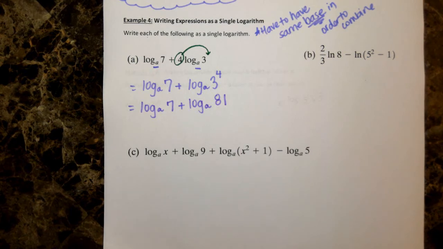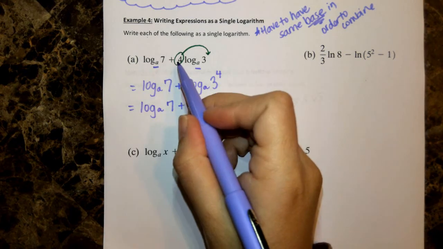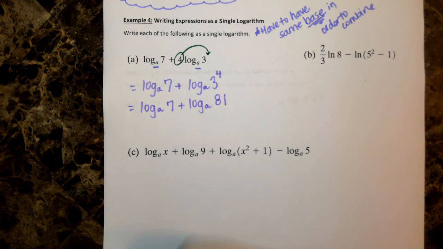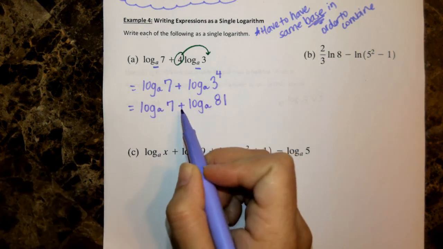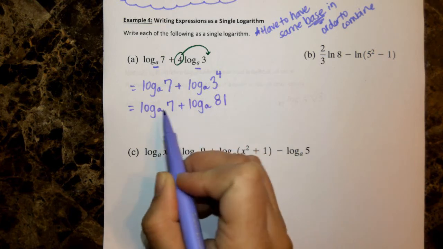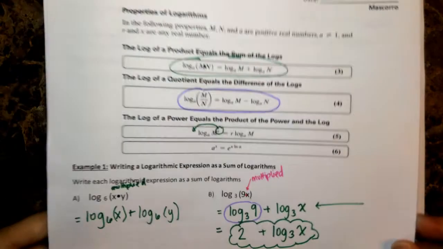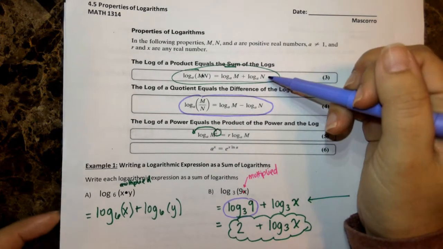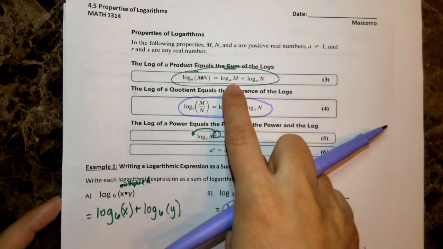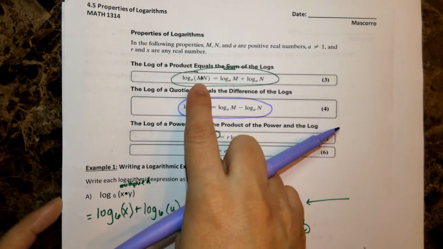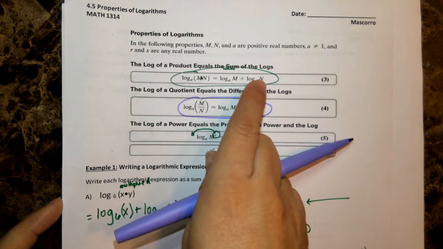All right, so I've taken care of that coefficient 4. The next thing that I would do is try to combine these 2 logarithms by using one of the properties. Now these 2 logarithms are being added together. They have the same base and they're being added together. So we will be using this property up on top, the sum of logarithms property, and we can combine them, if we're working backwards, by multiplying m and n.